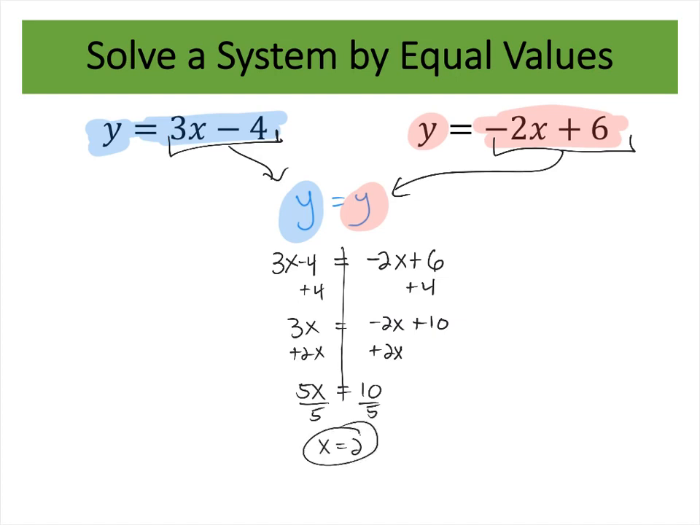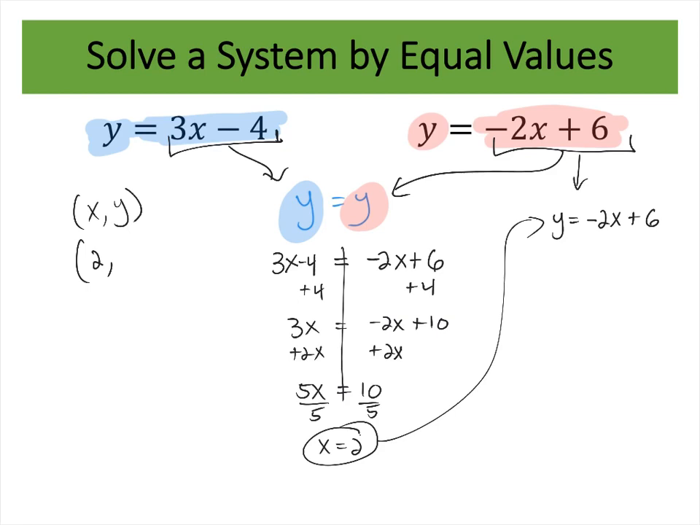Well, we need an ordered pair in xy form, and we have the x value. The x value is 2. We need to find out what the y value is, and it really doesn't matter which equation you substitute it back into. You could substitute it into any of them. I'm going to use this one because it's right below it, so y equals negative 2x plus 6, but we know that x is 2.